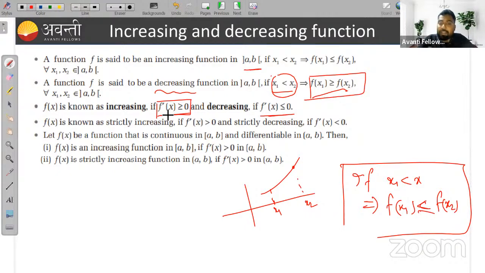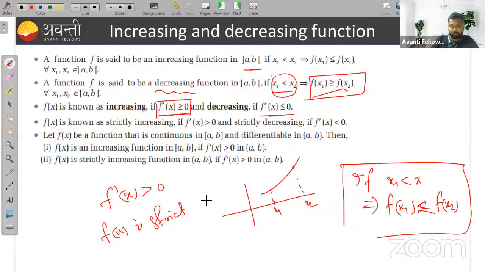So when can we say the function is strictly increasing or strictly decreasing? Just remove the equality sign. If f dash of x is greater than 0, then we can say f of x is strictly increasing, only increasing. Okay. And if f dash of x is less than 0, then we can say the function is strictly decreasing.